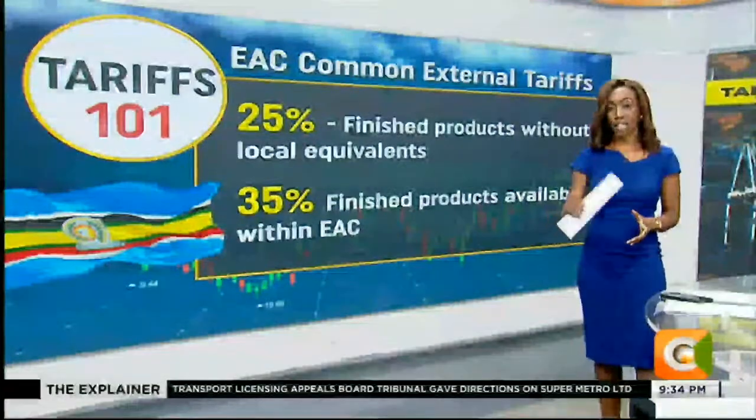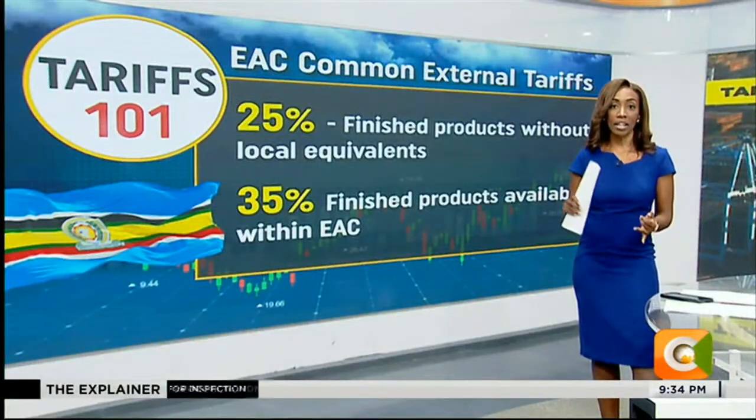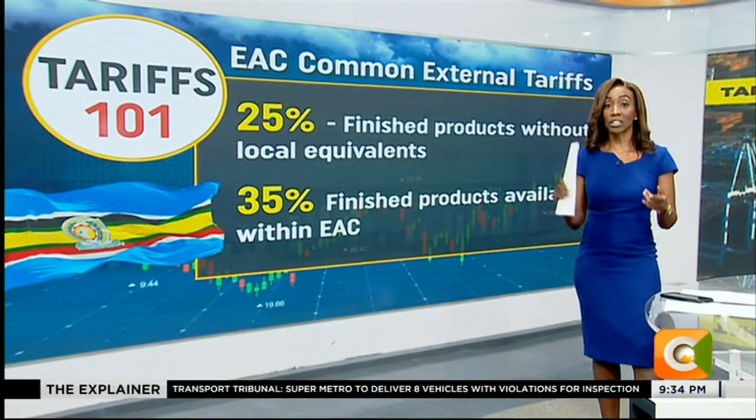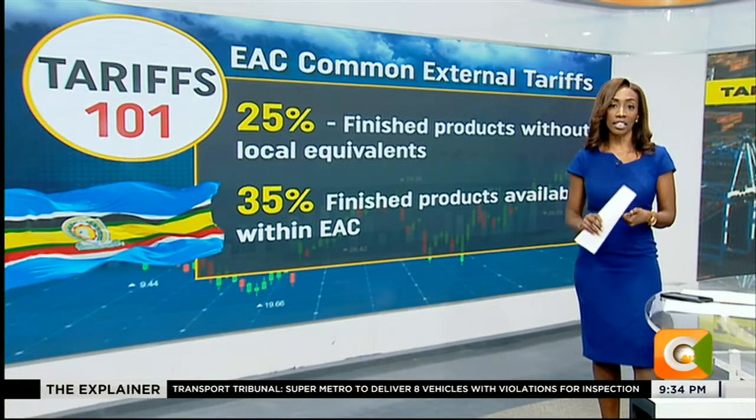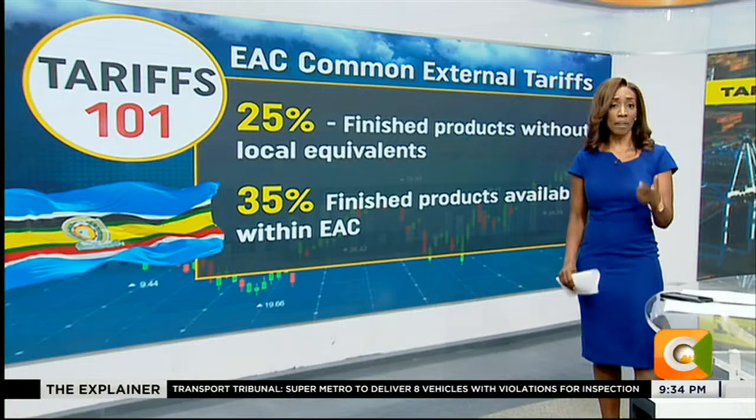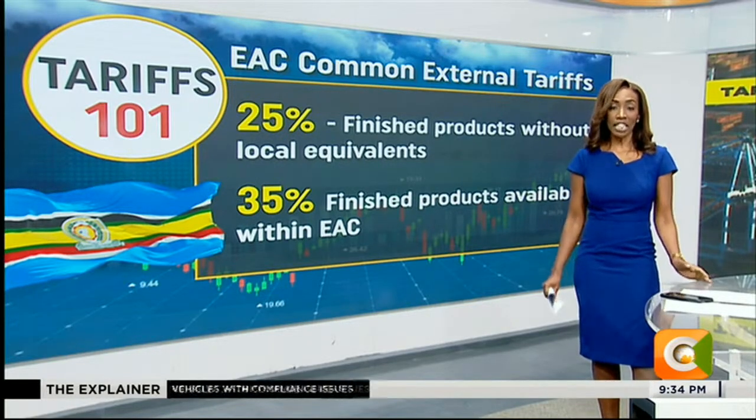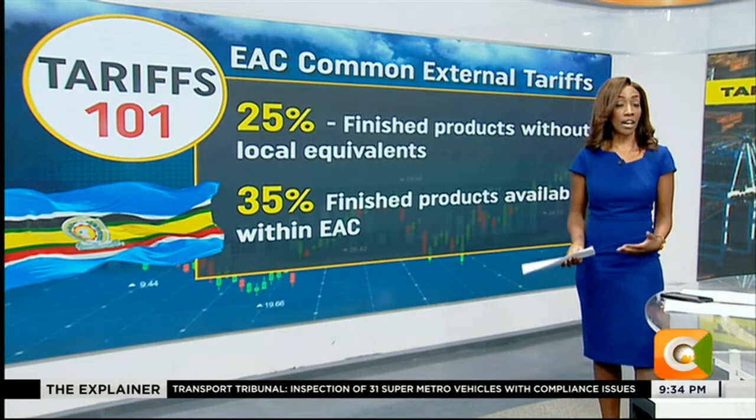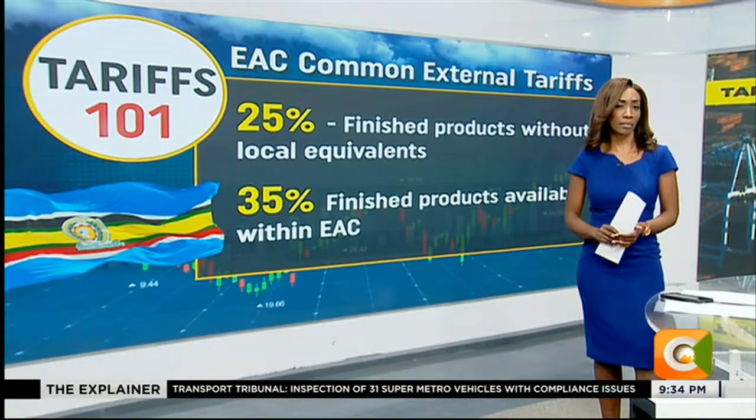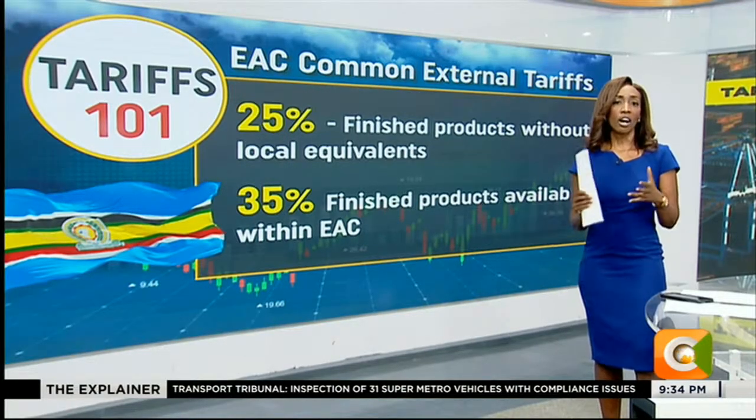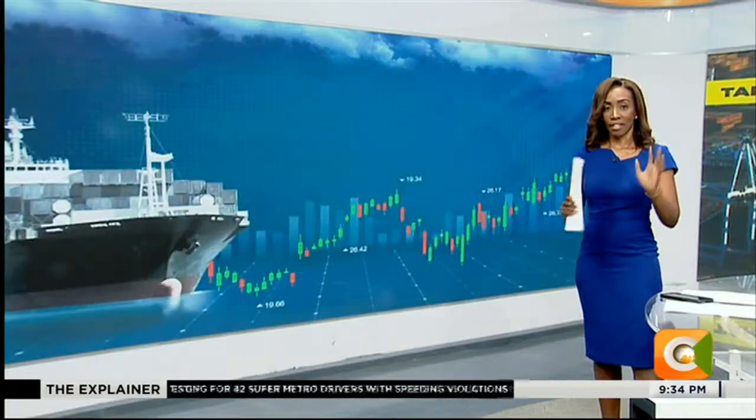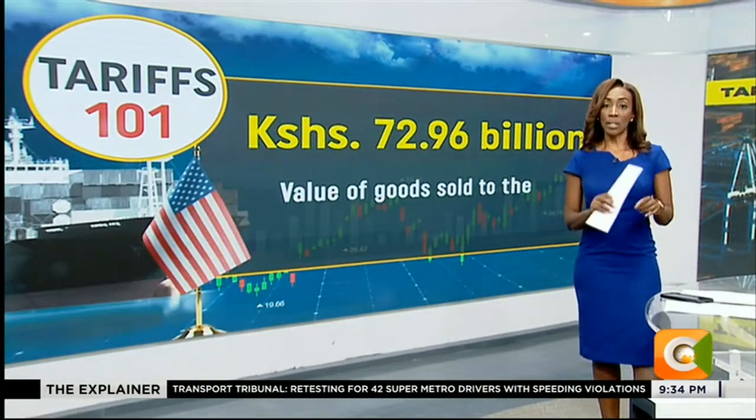Now, those that attract that 35% are dairy and meat products, cereals, cotton and textiles, iron and steel, edible oils, and even beverages and spirits. Now, the EAC, of course, reviews these tariffs every 5 years, and based on prevailing circumstances, they may change or they may stay the same. Now that we're done with that example, let's go back to the matter at hand, which is the US tariffs.